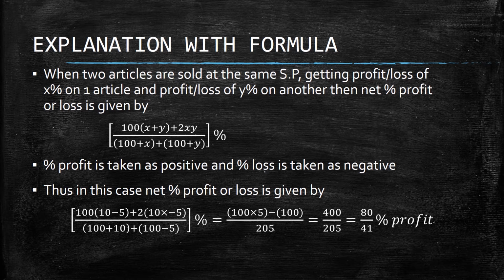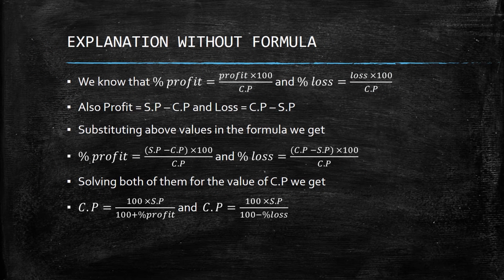Percentage profit is taken as positive and percentage loss is taken as negative. For our problem, X is equal to 10 and Y is equal to minus 5. Substituting these values in our formula, we get our final answer as 80 by 41% profit. But as you know, memorizing such a formula and recalling it perfectly in exams is a difficult task. So I have another explanation for you that doesn't require such a formula.